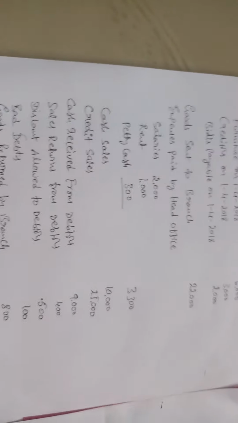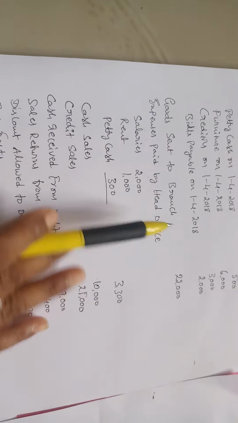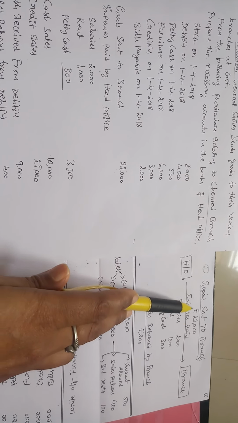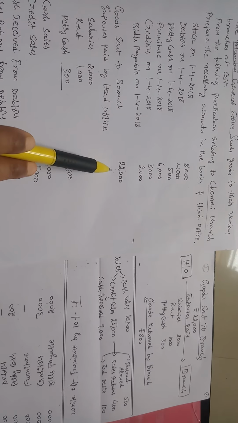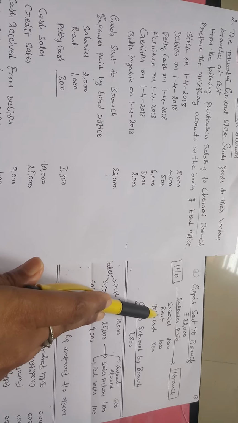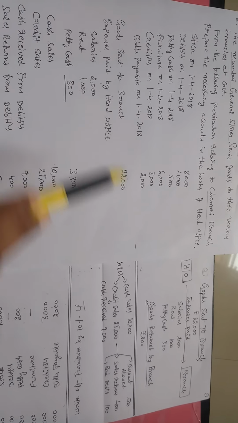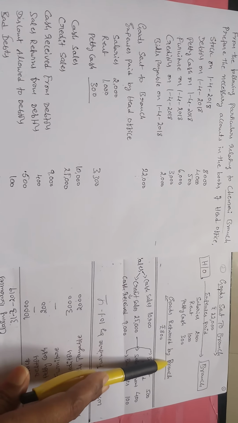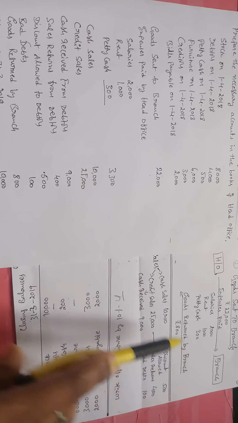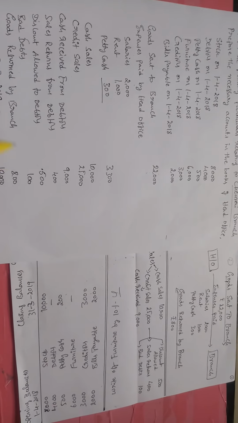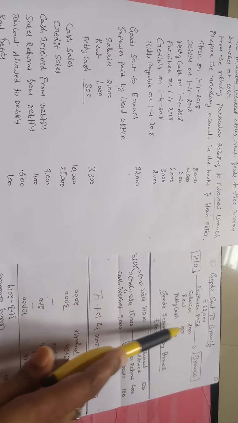I'll show you. Goods sent to branch, that is 22,000. Salary, rent, and petty cash, these are the expenses. And goods returned by the branch is 800 rupees. Got it? So this is the second step I did.